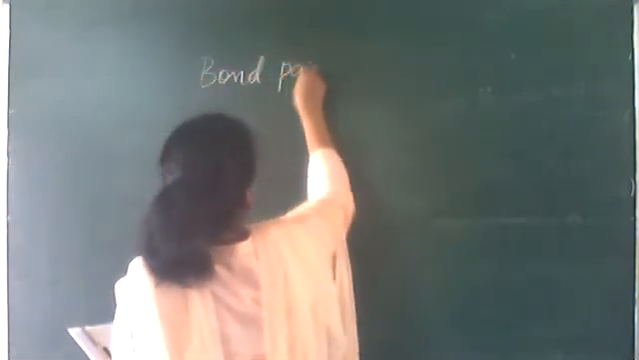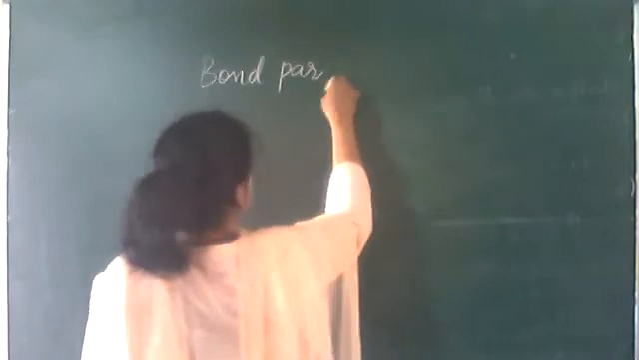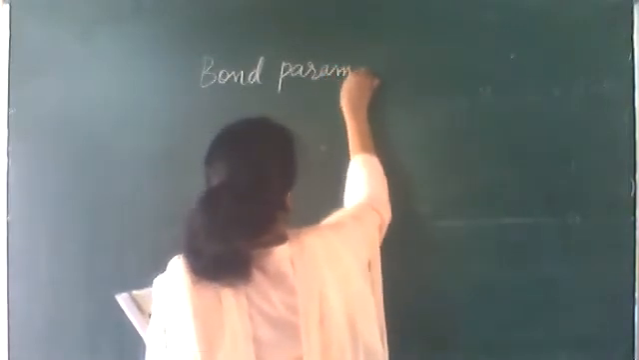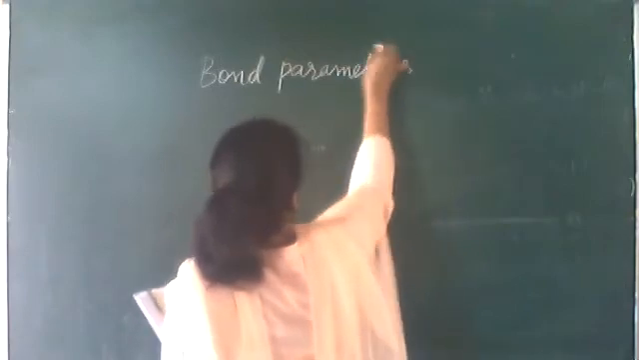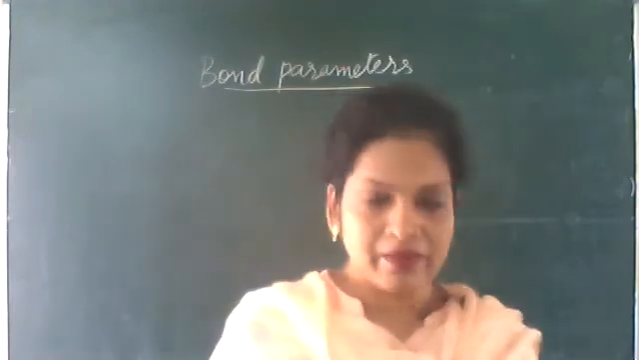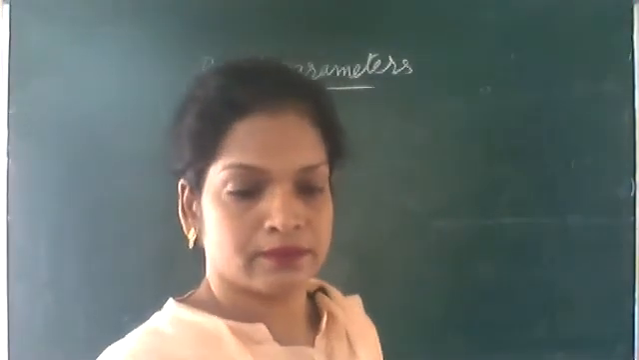Now we are moving to bond parameters. You have to write a little bit here: bond parameters. What do parameters mean, and what all things is this associated with? Parameters means variables, bond variables. Number one, bond length.